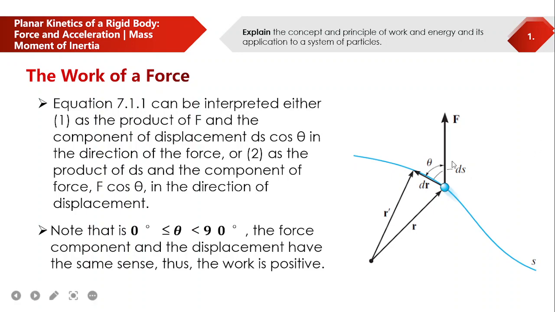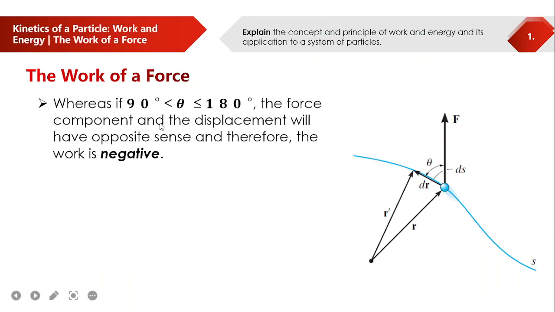Ganun lang ka-simple. Kasi whereas if your theta is greater than 90 degrees, but less than or equal to 180, the force component and the displacement will have opposite sense, and therefore the work is negative.